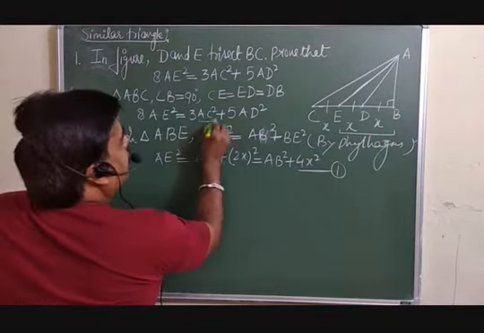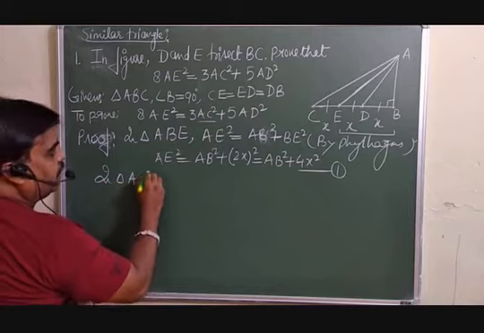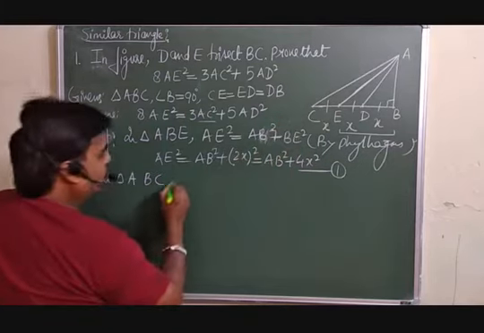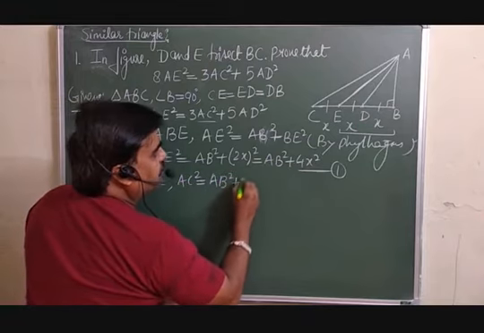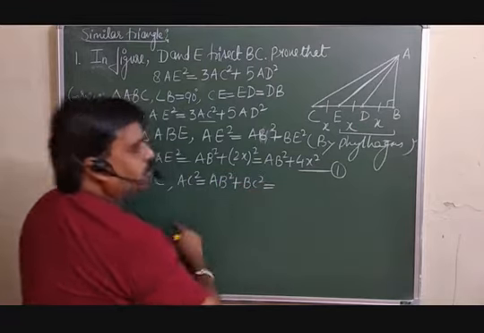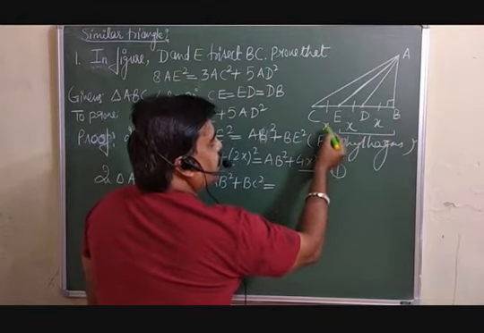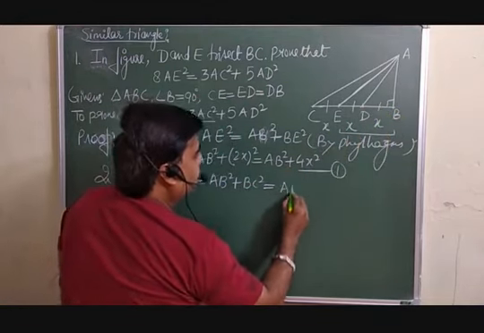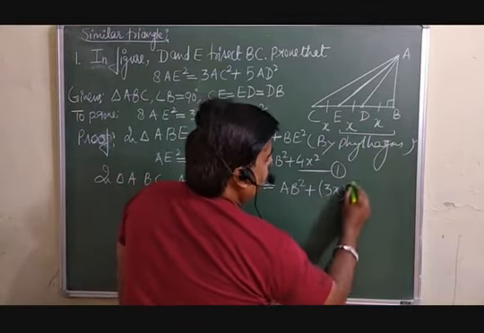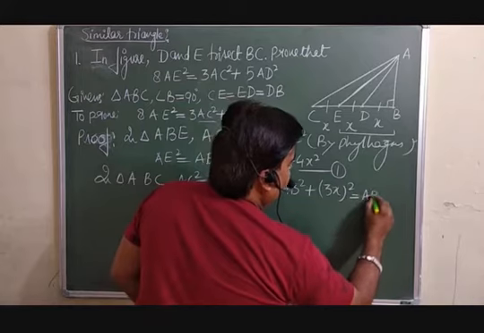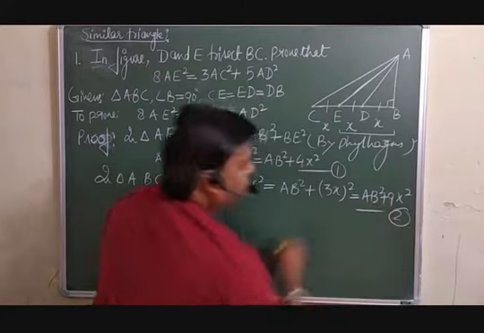Now AC. For AC we take triangle ABC. AC square is equal to AB square plus BC square, also by Pythagoras. But in place of BC, we write X plus X plus X, because we are writing in terms of X. So AB square plus 3X whole square, so you will get AB square plus 9X square. This is your equation 2.